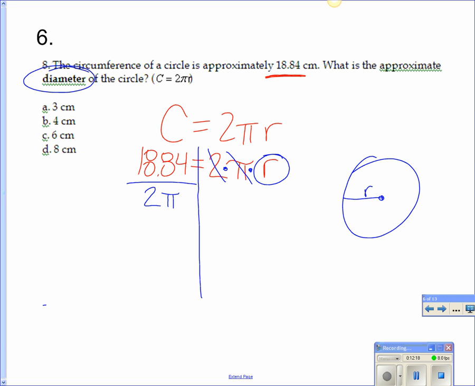All right, everybody in your calculator, type in 18.84, but please put the 2 pi in parentheses. Please put the 2 pi in parentheses. Hold on just a minute.